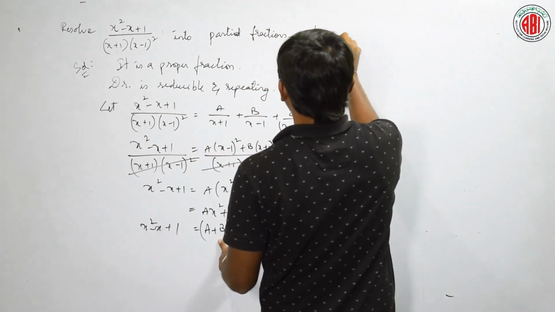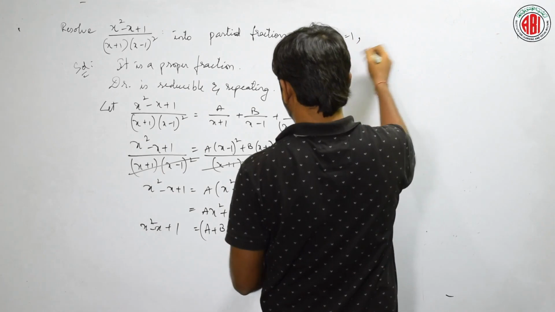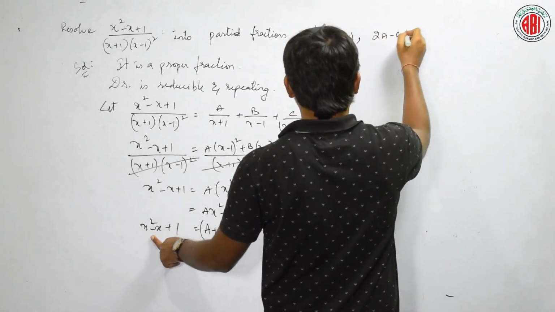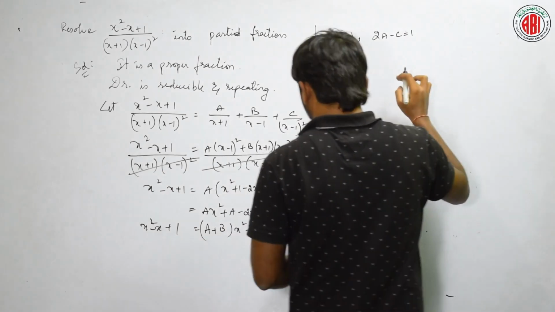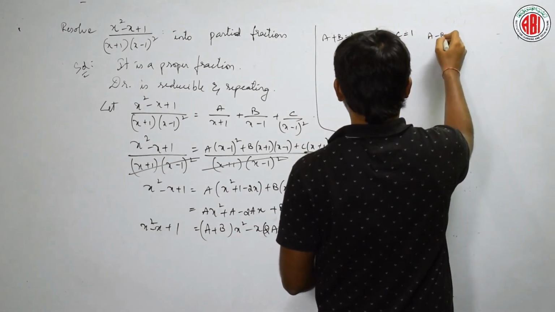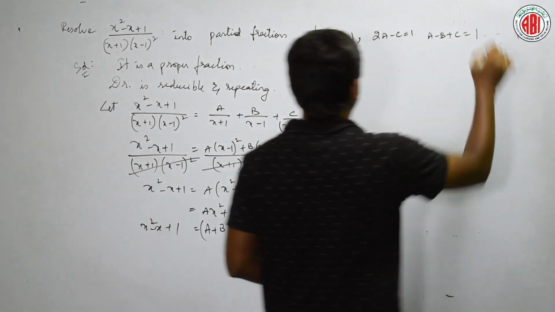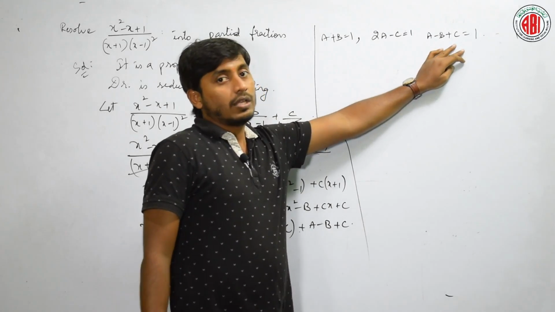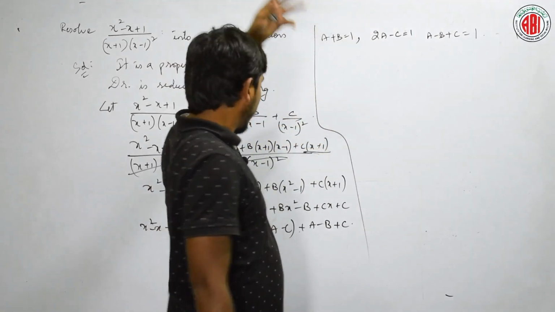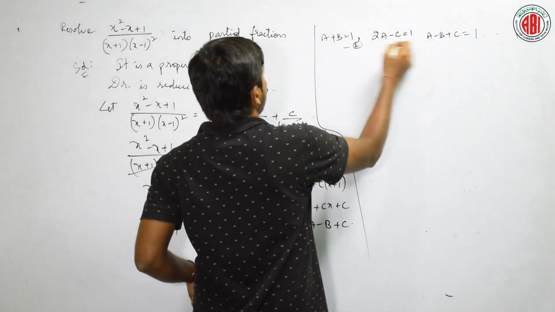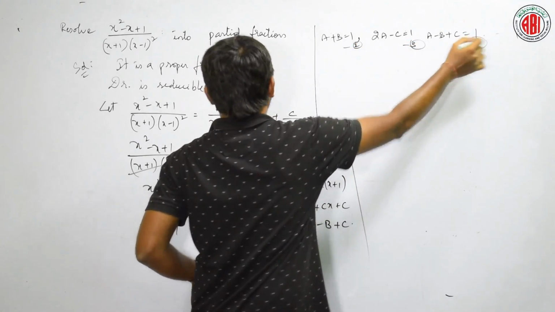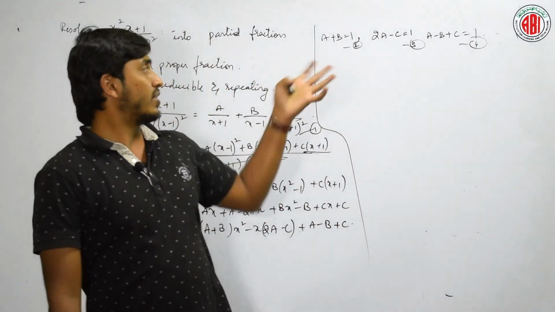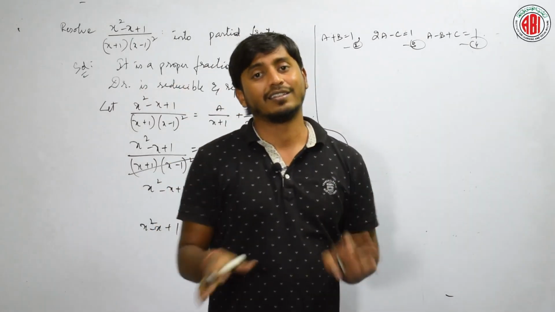What is left? a plus b is 1, 2a minus c is again 1, and next a minus b plus c is also 1. Clear? Is it okay? So, let me number them as 2, 3, 4, because this is 1, right? Solve those 3 equations, however you want to solve, you can, okay.